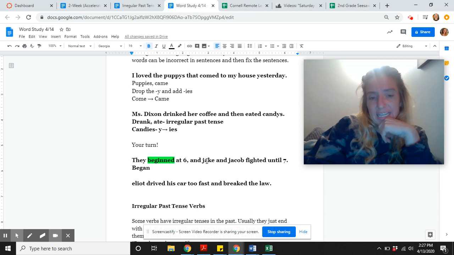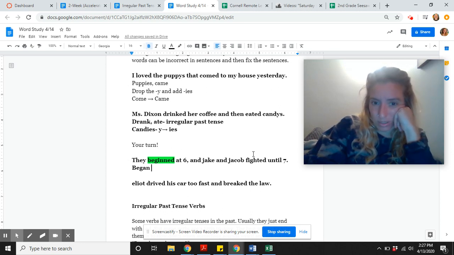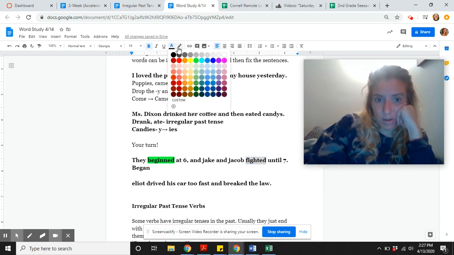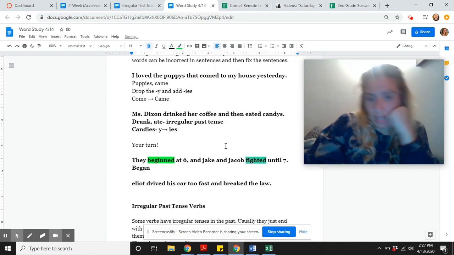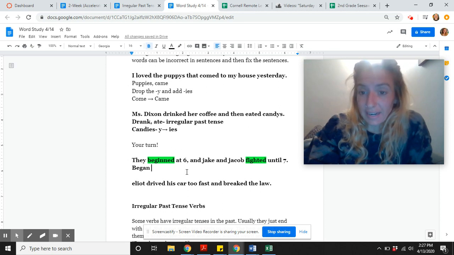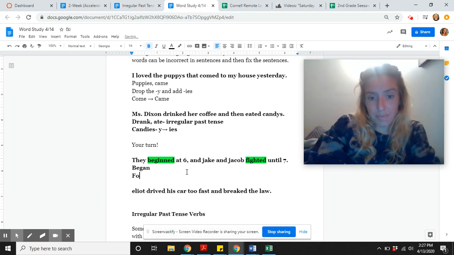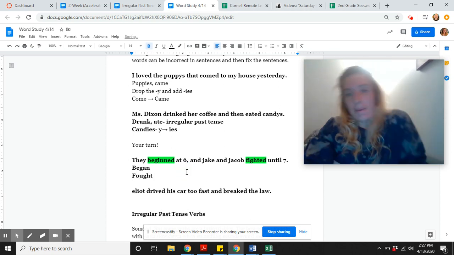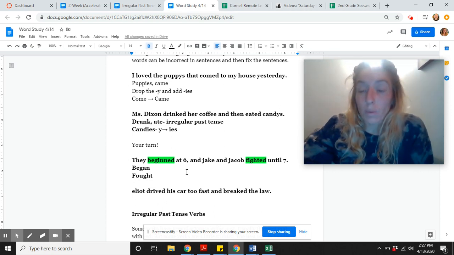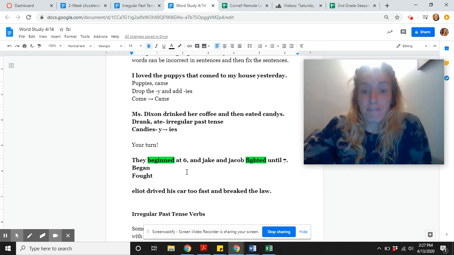They began at 6, and Jake and Jacob fighted until 7. What looks wrong in this sentence? The word fighted looks wrong to me. Is fighted a word? Nope. That's another tricky irregular past tense word. That should be fought, because you can't just add -ed to that word. You have to find what the past tense is, which is fought.